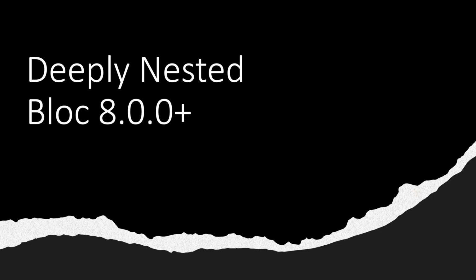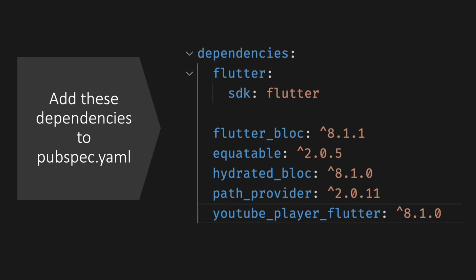Hello everyone, I'd like to demonstrate an app I made for deeply nested Bloc for version 8.0.0 plus, because I found that there was a lot of information on Bloc, but not so much information on the new Bloc. First off, we need to add these dependencies to your pubspec.yaml.